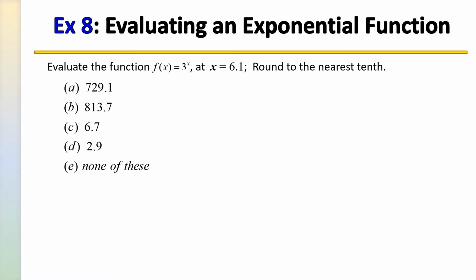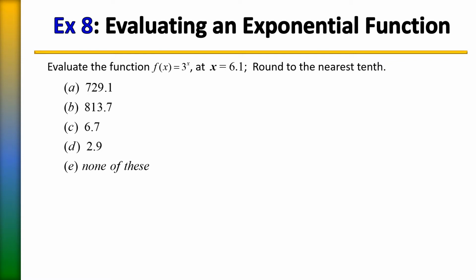In this example, we're asked to evaluate the function f of x equals 3 to the x at x equals 6.1, and then round our answer to the nearest tenth place. Anytime you're told to evaluate a function and you are given the value of that variable, all you have to do is take that number and plug it in place of that variable. In this case, that variable is x, and they're telling you that x equals 6.1.